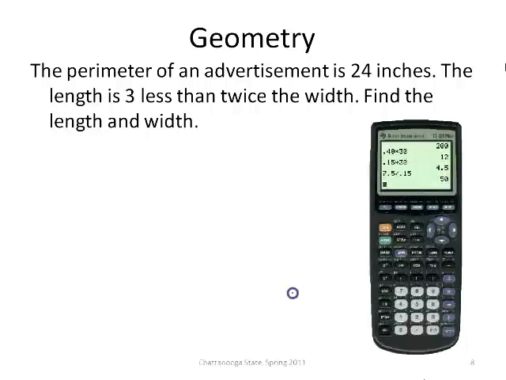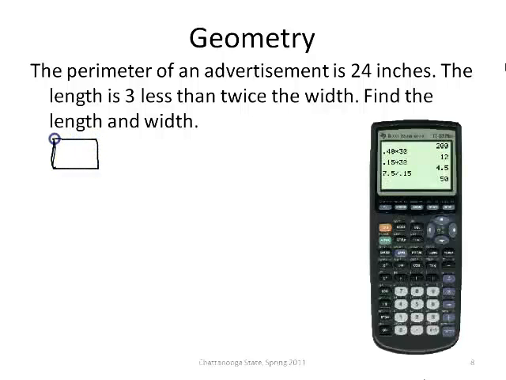Sometimes we also have problems that deal with geometry. This one is dealing with the perimeter of a rectangle. The perimeter of a certain advertisement is 24 inches. The length is 3 less than twice the width. Find the length and the width. Well, my plan here is going to involve the drawing.